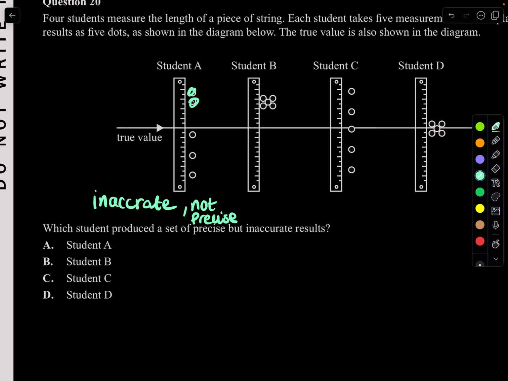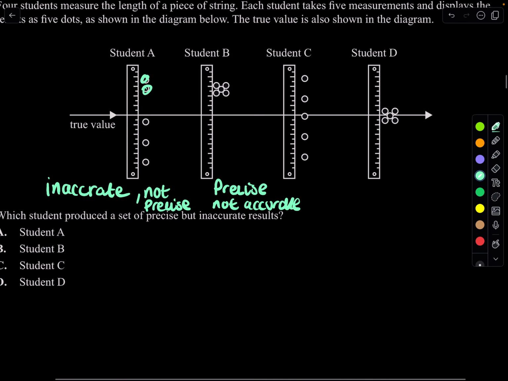Student B actually has precise results due to the fact that all these values are very closely related to each other. Their range is very, very small. So that's great. But they are very inaccurate because the true value is over here and they are out of that true value. So this is not accurate. Done. What about student C?